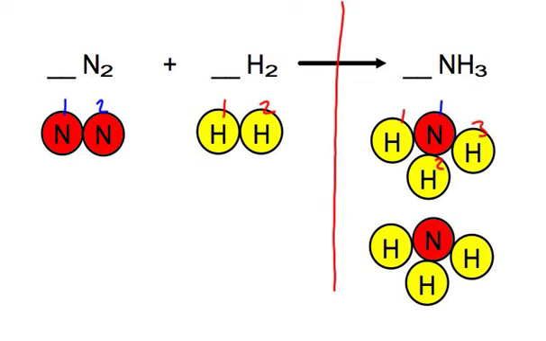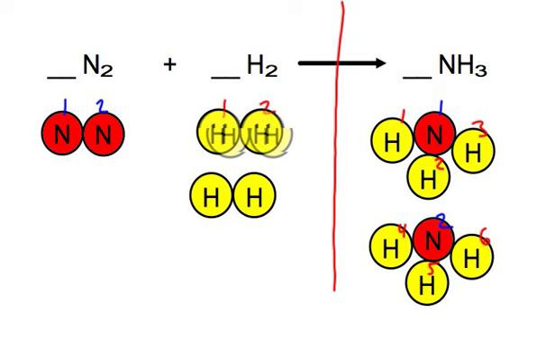Now I have 4, 5, 6 hydrogens. So that's more than I need to balance. But the N's are balanced, so that's good. Now to fix the hydrogens. Well, I have 2 on the left, I have 6 on the right, so that means I'm going to have to add more hydrogens. Now I have 6 hydrogens.